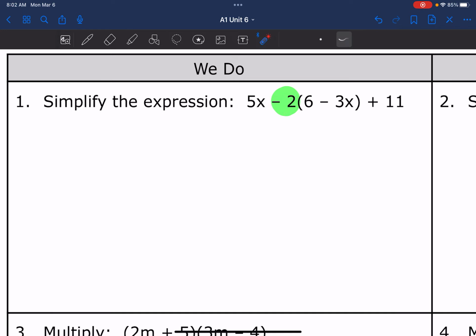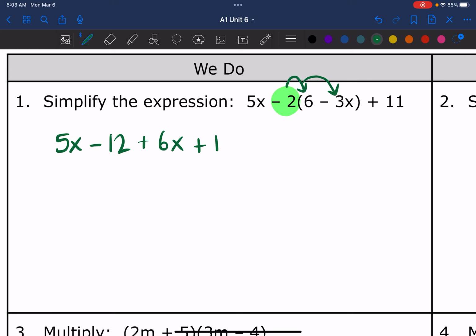So starting with 5x, that's at the front, it's not next to the parentheses, so I'm just going to leave it the way it is. But now this -2, let's multiply it in. -2 times 6 is -12. -2 times -3, so be careful with that double negative, it becomes a positive 6x. And then that plus 11 is at the very end, it's not in the parentheses, so nothing happens to it, but we're going to bring it down.